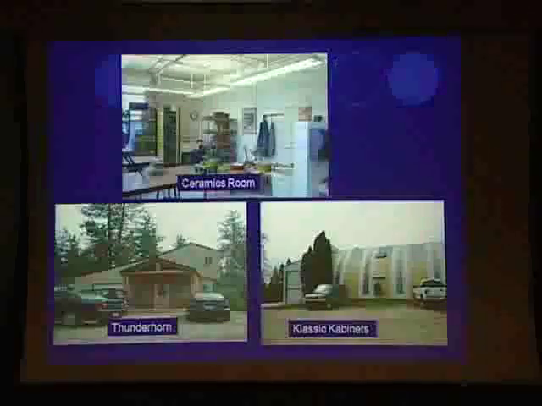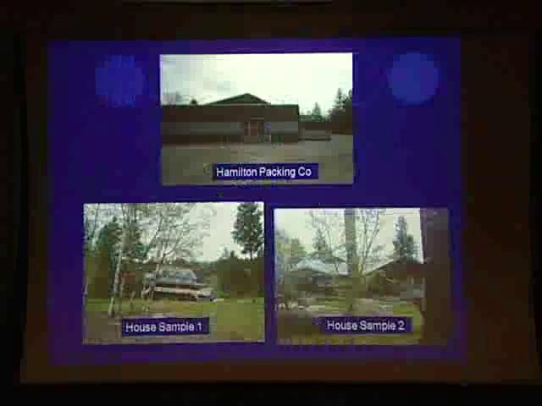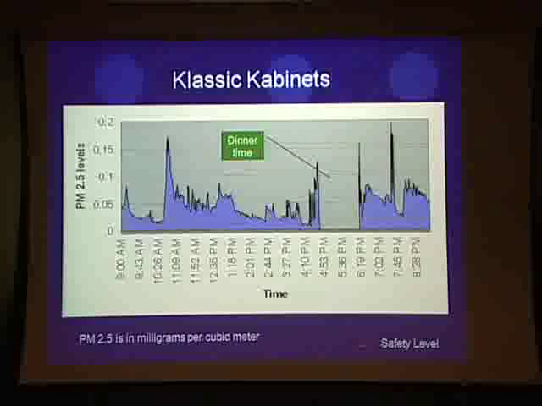These are just pictures: the ceramics room, Thunderhorn, Classic Cabinets, Hamilton Packing, and our house samples. Okay, so Classic Cabinets, as you can see, there's quite a bit of spikes. This is just throughout the day when they're lacquering or cutting wood. Around dinner time is when they all leave, go home and eat, and then just a few of them come back and continue working on projects they need to get done. The red line is the safety level, so our results are well above the safety level.